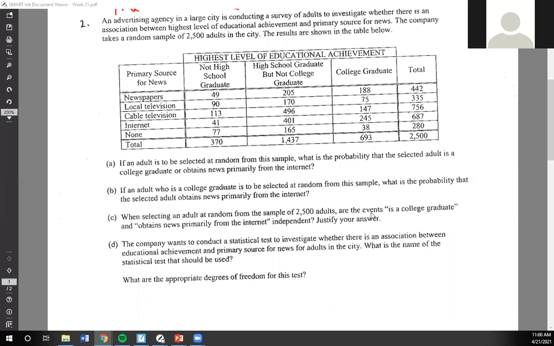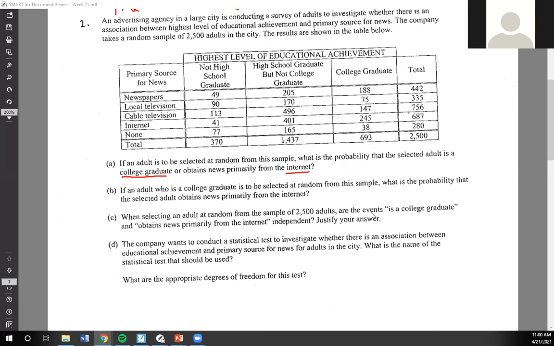So keep that in mind. But let's do the other parts, because there are some probability questions in here. Let's take a look. This will give us a good review. If an adult is selected at random from the sample, that is out of everybody, what is the probability that the selected adult is a college graduate or obtains news primarily from the internet?